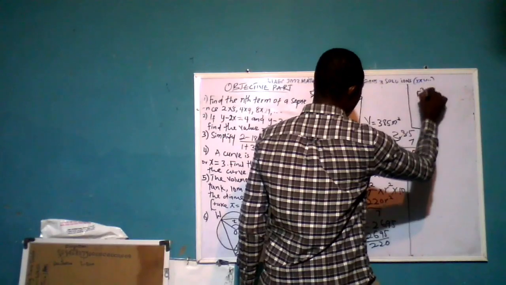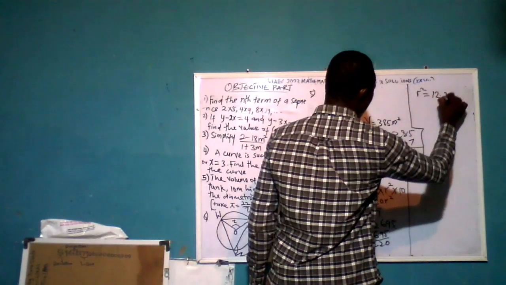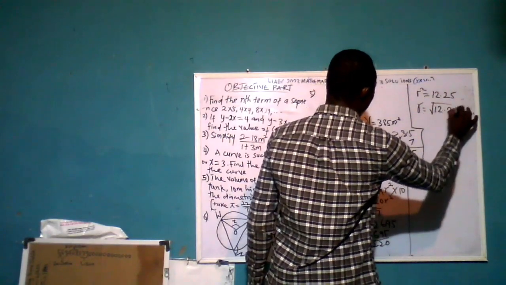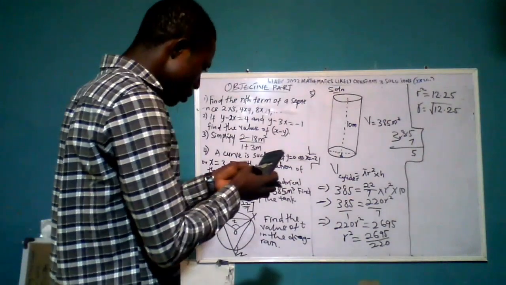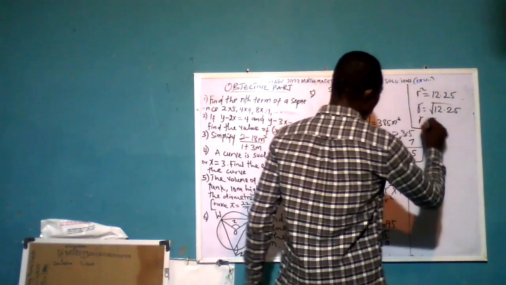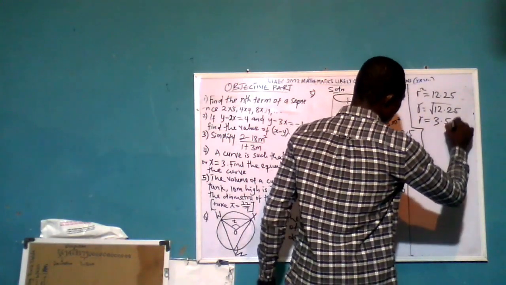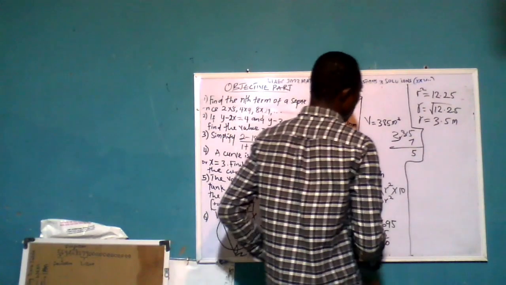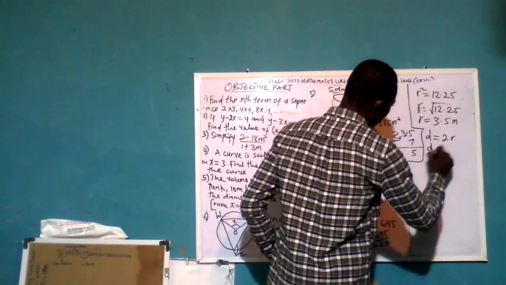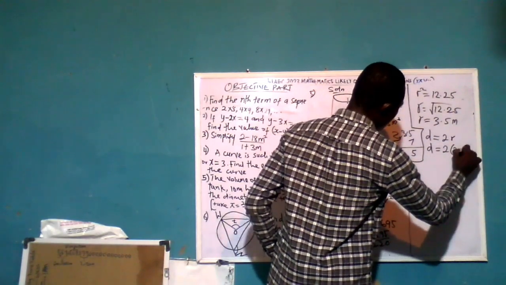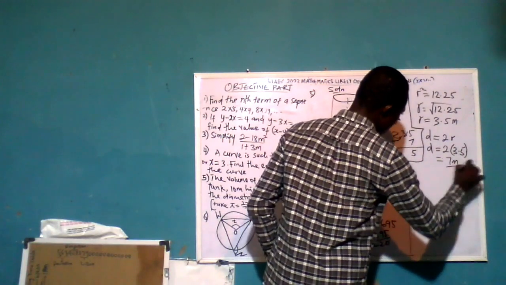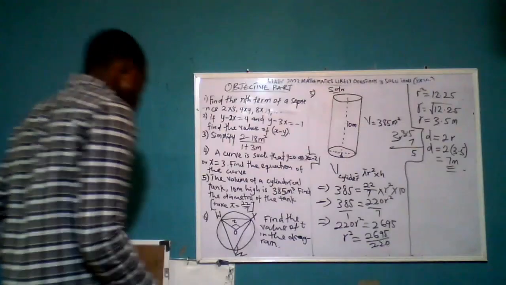So you have r squared is equal to 12.25. Therefore r is equal to the square root of 12.25, and the square root gives us 3.5. So r is equal to 3.5 meters. And if r is equal to 3.5 meters, diameter is always 2r. Therefore, diameter is equal to 2 into bracket 3.5, and that gives you 7 meters. So that is question number 5.